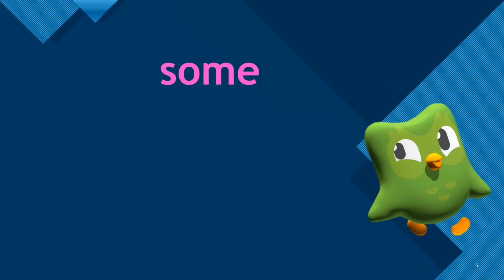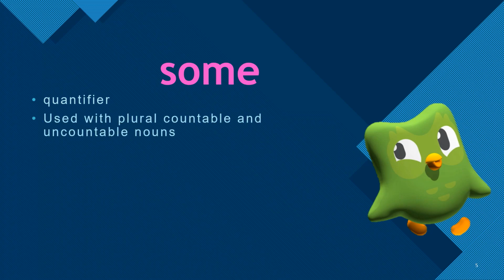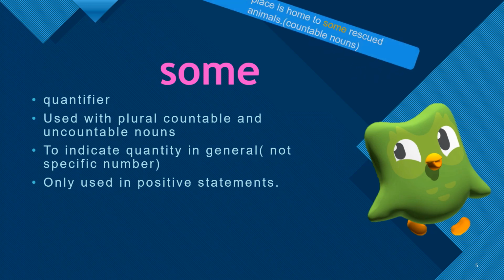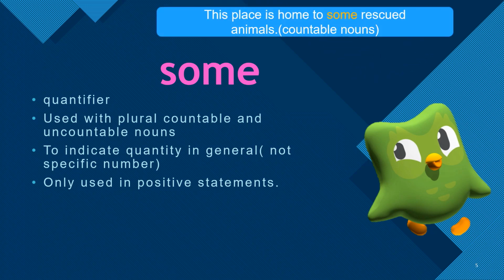Now let's take a look at some. Some is a quantifier. It is used with plural countable and uncountable nouns. It is used to indicate quantity in general. It means that it is not a specific number. And it is only used in positive or affirmative statements. For example, this place is home to some rescued animals. It is in countable nouns.